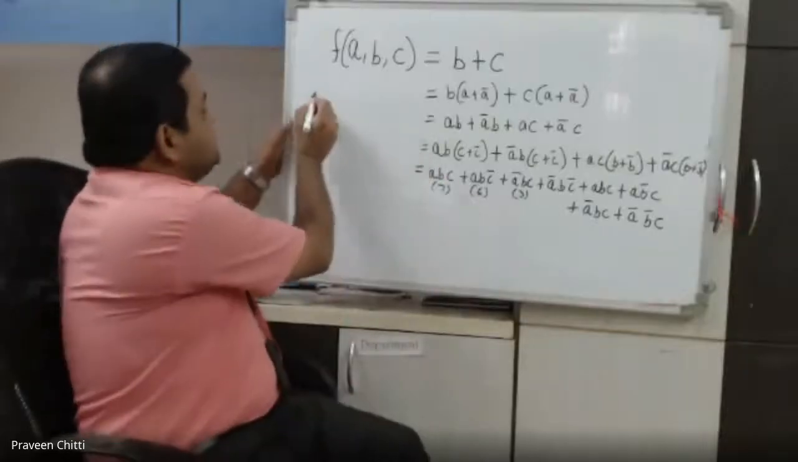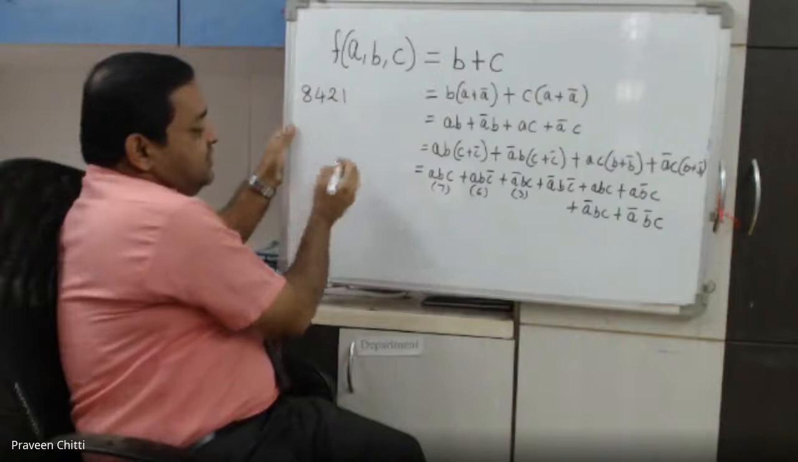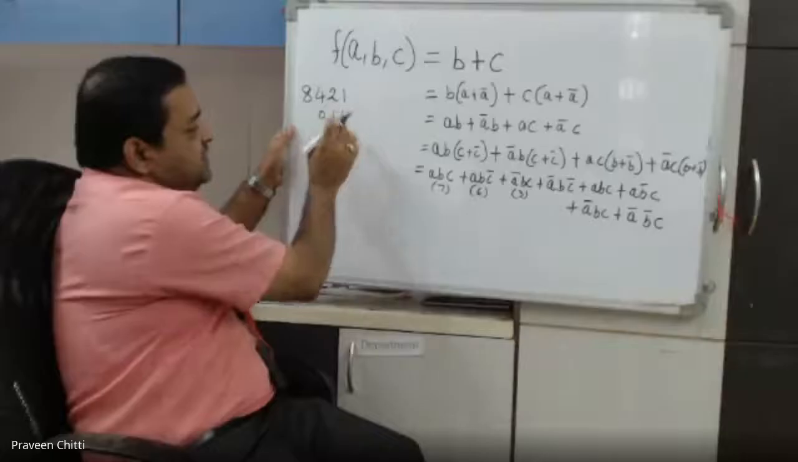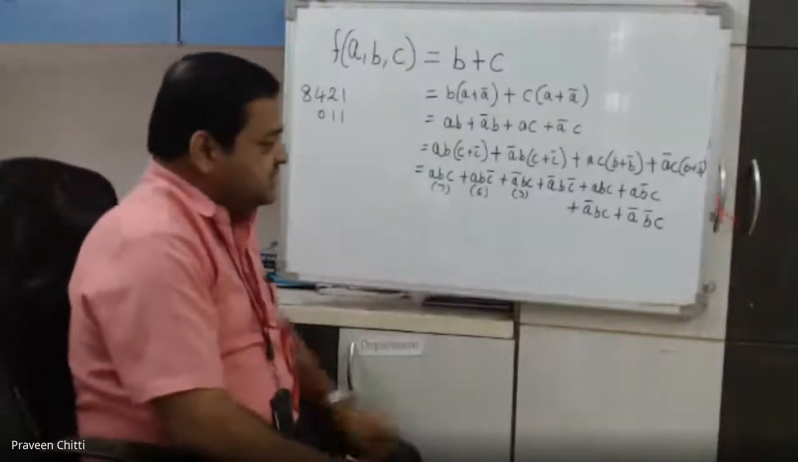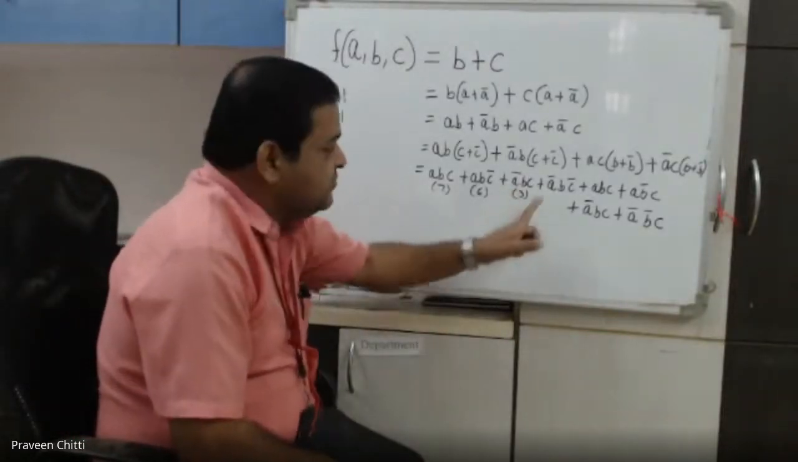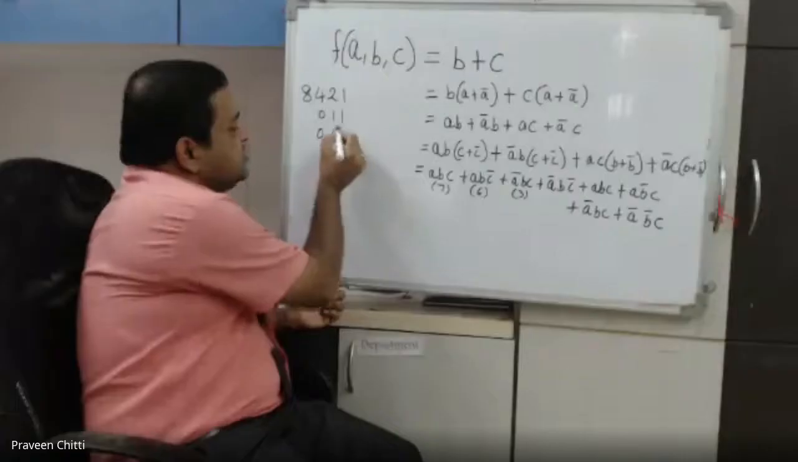That's what I told. Simple thing you have to remember: 8, 4, 2, 1. Right? You are writing now 0, 1, 1. 2 plus 1, how much? 3. So is it clear? It is not 4, it is 3. Next is 0, 1, 0. 0, 1, 0 is how much? 2.